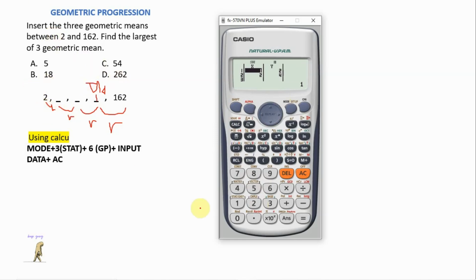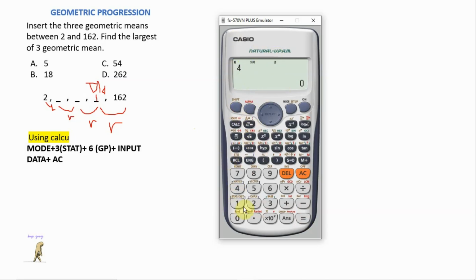Then let's put it here. We have a sub 1 here, which is 1, and a sub 5 here, which is 5. And then the value of our a sub 1 is 2. The value of a sub 5 is 162. Then we press equals, then press AC, and then we are finding the a sub 4. So we're going to put our 4 for our fourth term.